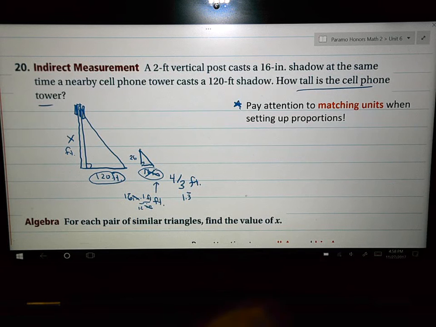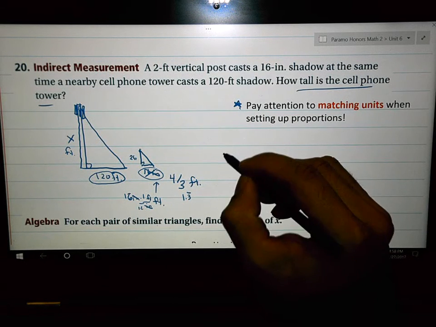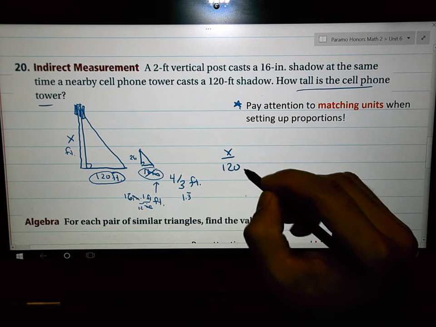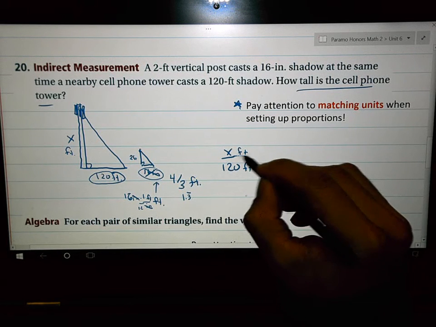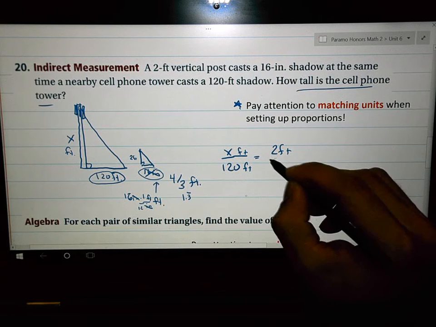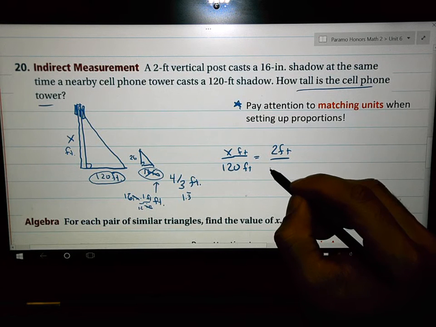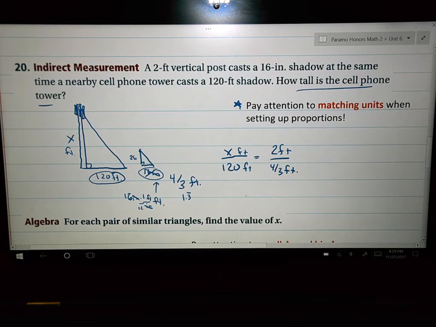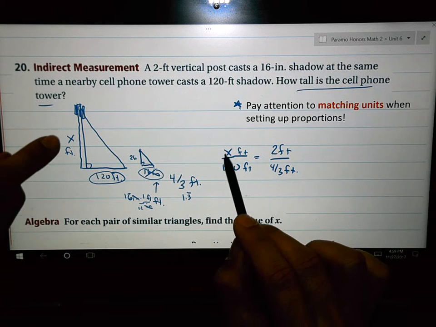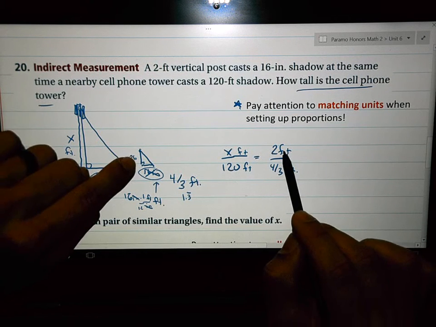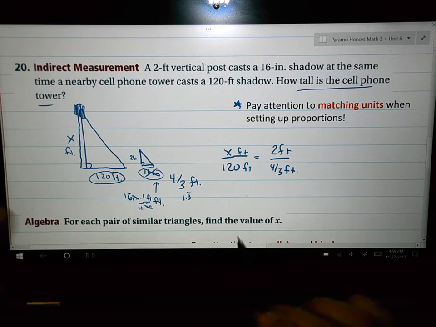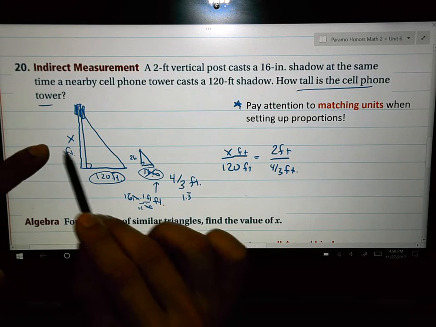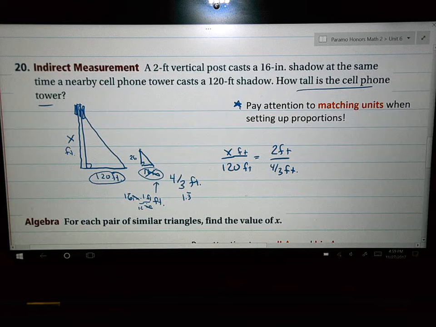So now that we know that, we can set up our proportion. X over 120 feet will equal 2 feet over 4/3 feet. I'm going to do this as a fraction just because I feel like it'd be good for you guys to see it as a fraction. Okay, I went how tall over its shadow, how tall over its shadow. You can do it that way. Some of you might go shadow over shadow equals how tall over how tall. Guess what? Because they're proportions, you can do that as well.